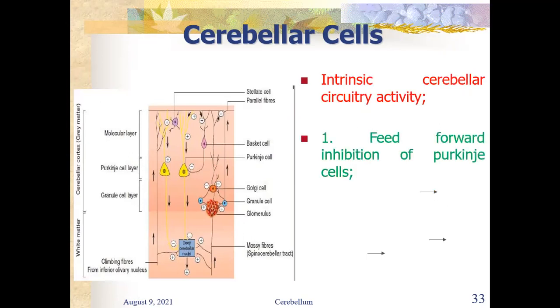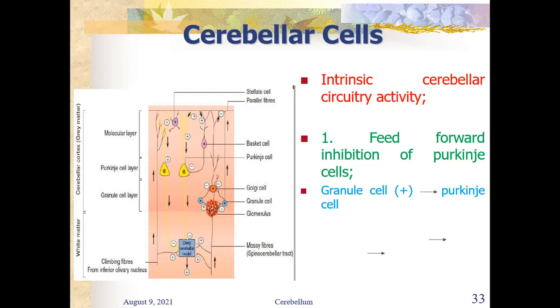So in the intrinsic cerebellar circuitry, we have what we call feed-forward inhibition. A feed-forward inhibition is a condition in which, among three neurons in the connection, the interneuron in the middle inhibits the neuron in front of it. So the neuron that is inhibiting another neuron in front of it is receiving a positive or excitatory input from another neuron. So that is known as a feed-forward inhibition.